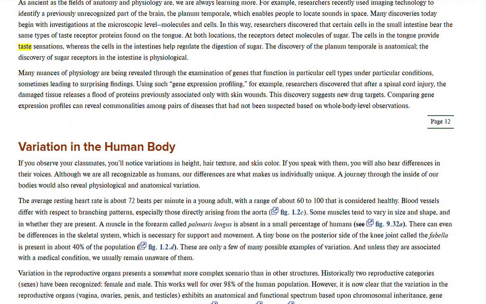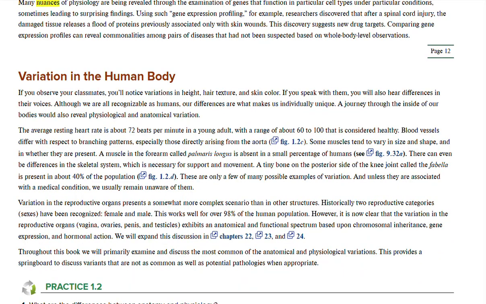The cells in the tongue provide taste sensations, whereas the cells in the intestines help regulate the digestion of sugar. The discovery of the planum temporale is anatomical. The discovery of sugar receptors in the intestine is physiological. Many nuances of physiology are being revealed through the examination of genes that function in particular cell types under particular conditions, sometimes leading to surprising findings.